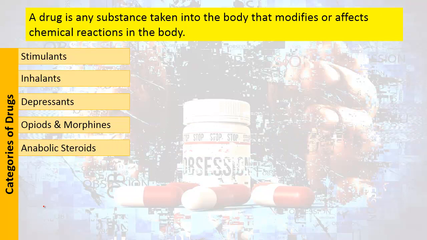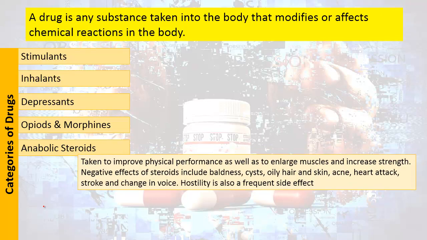The next category are anabolic steroids. I'm sure you guys have heard of these also. People who want to build a good physique, to enlarge muscles, increase strength, they use anabolic steroids. We'll talk about these in more detail. They're also taken to improve physical performance. So athletes who want to win at any cost may resort to these. However, there are negative effects of these, which include baldness, cysts, oily hair and skin, acne, heart attack, stroke, and change in voice. A frequent side effect is also hostility. People on steroids tend to be very angry, very hostile. As I said, we'll talk about more of these in detail.